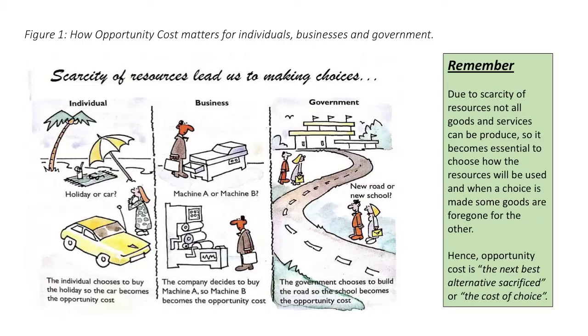This picture explains it all. An individual has to answer: should we go for a holiday, or should we get ourselves a car? You have to choose. If you choose the holiday, the car becomes your opportunity cost. If you choose the car, then the holiday becomes your opportunity cost. So you have to really think about which one you should get.